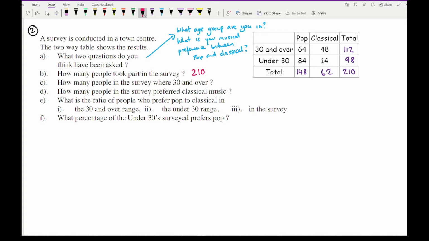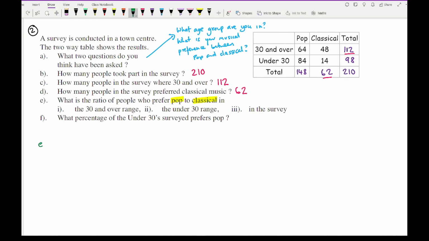Well, 30 and over there is going to be 112. Then part D says how many people in the survey preferred classical music. Well, that's going to be that total there, so that's going to be 62. Now part E starts introducing ratios. In ratios, it's asking me for pop to classic. So that's the ratio that I want to be writing.